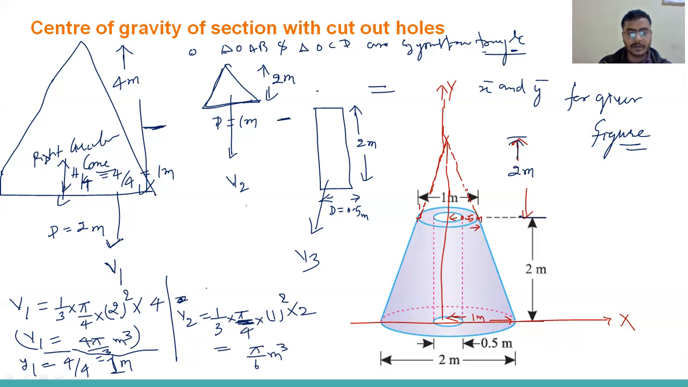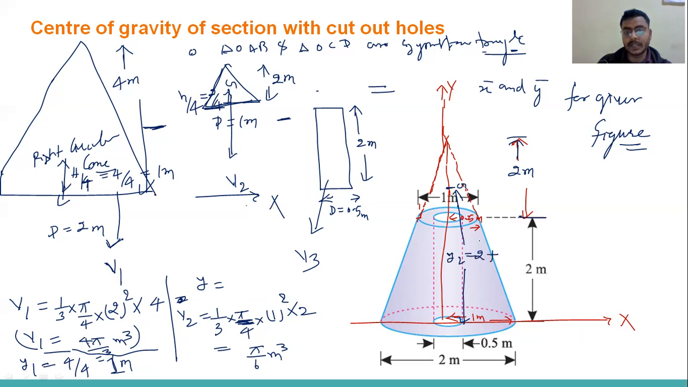And what will be the y1 here? See, in this case, y1 we have to calculate from the x-axis. Don't confuse here. And this centroid will be here, so that is h by 4 from the base. So total h is 2, divided by 4. We have to calculate for this centroid, so from here to here, that is y2. Up to here, that is 2 meter is given.